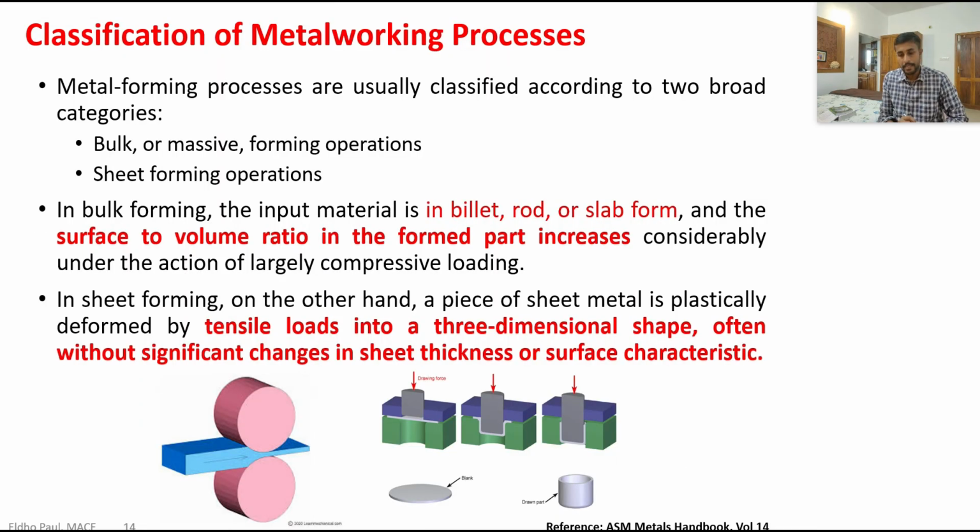The classification of metal forming operations, I already explained. There are two classifications: the first is the massive or bulk deformation process, and the second is the sheet metal forming process. This is an example of the rolling process, a bulk deformation process. Here we can see the size of the raw material; it is a very bulk material. A very massive or bulk material is used for the deformation, for example forging, rolling and extrusion. These are all bulk massive deformation processes.